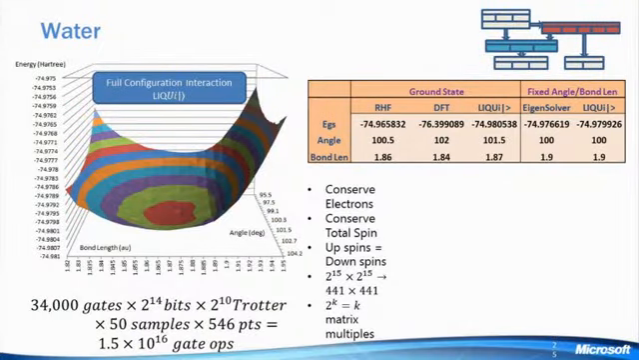So let's talk about that a little bit. But before I do, I couldn't simulate this on the simulator as a circuit. There's just no way I could pull this off in my lifetime. So now we do the tricks we talked about. We conserve electrons, we conserve total spin, we make up spins equals down spins, and our 2 to the 15th by 2 to the 15th matrix becomes 441 by 441. And since we have a single matrix, of course, 2 to the k really becomes k matrix multiplies of itself. And so now I can do this in minutes instead of years or decades.